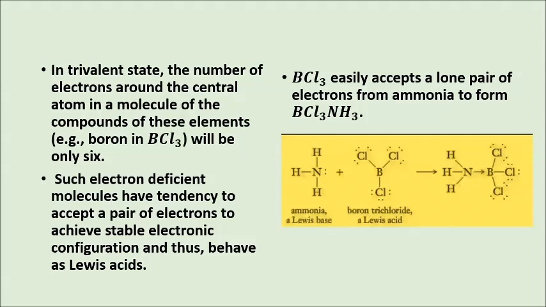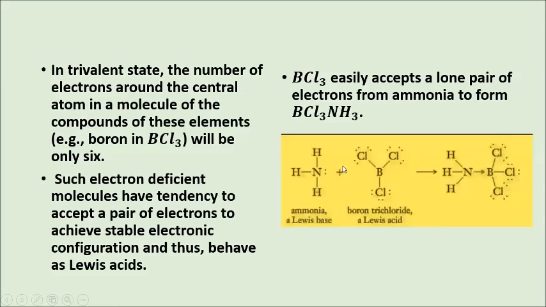That means a molecule which accepts a pair of electrons to attain a stable configuration is said to be a Lewis acid. Now we are giving here the example of boron trichloride, which accepts a lone pair of electrons from ammonia to form the BCl3NH3 molecule. You can see here the Lewis structure of NH3, where three electron pairs are used for the hydrogen bonds and there is a lone pair on ammonia. So it will act as a Lewis base.